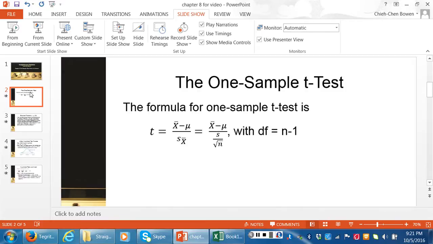The formula for one sample t-test is t equals x bar minus mu, where x bar is the sample mean and mu is the population mean, divided by the estimated standard error of the mean, which is calculated by s, the sample standard deviation, divided by the square root of n. And this particular t-test has degrees of freedom equal to n minus 1.